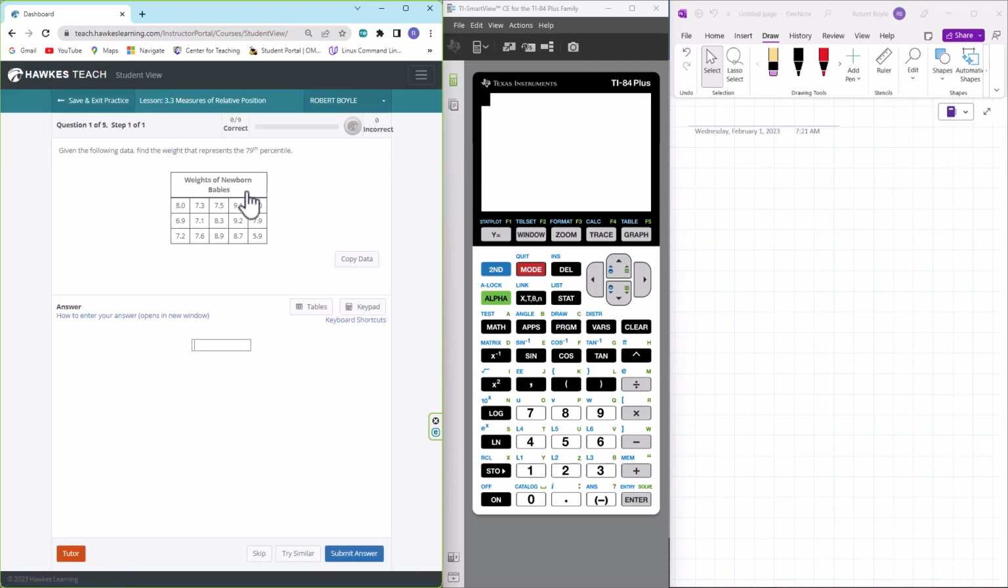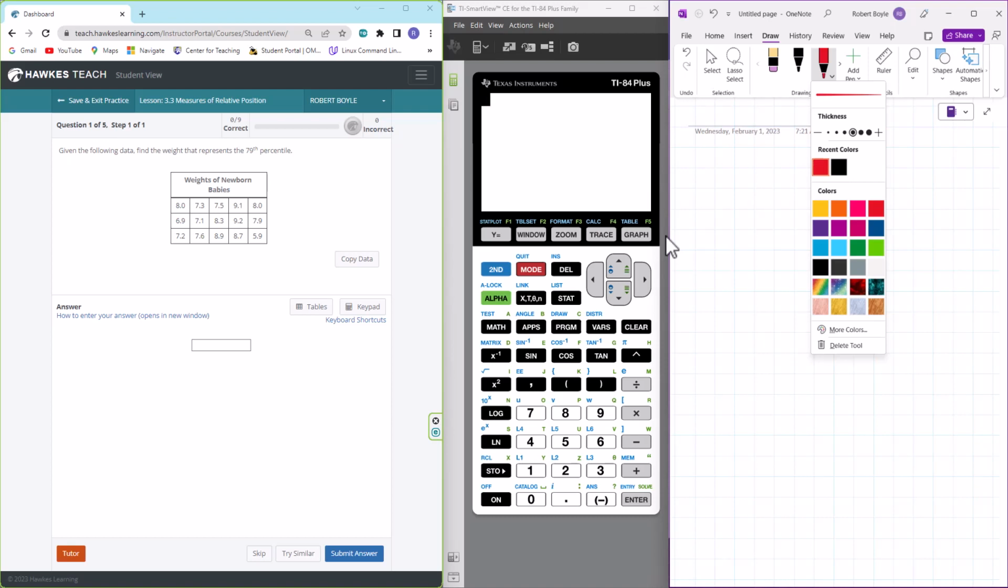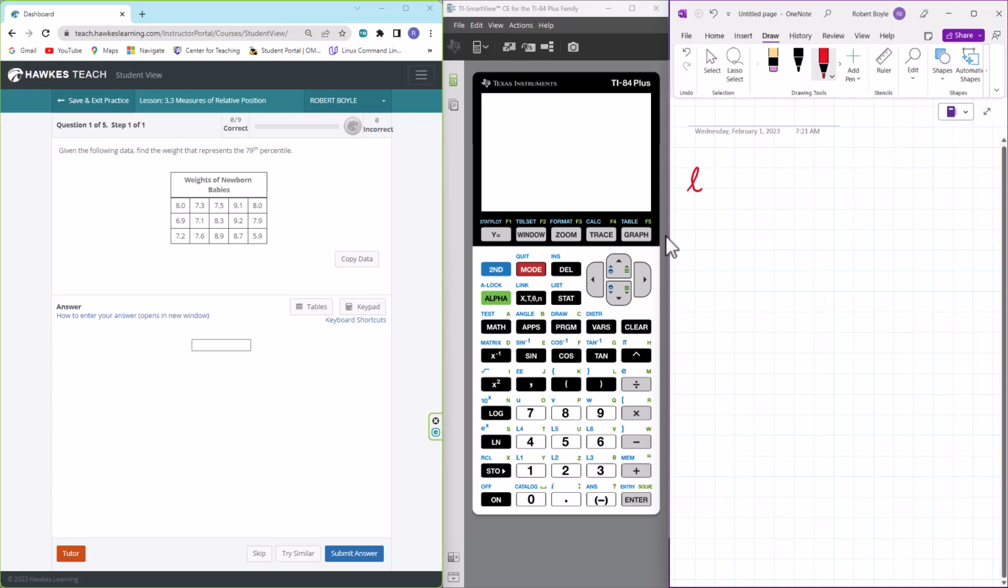The very first thing that you're going to have to do is compute percentiles. Here we're given the weights of newborn babies. There are actually 15 data items, and we want to find the 79th percentile. As you hopefully might recall, we can find the 79th percentile by figuring out what L is. And remember, L is not the location, it's just where we're going to start. L will always be equal to the size of the data set, in this case 15, times the percentile of interest divided by 100.